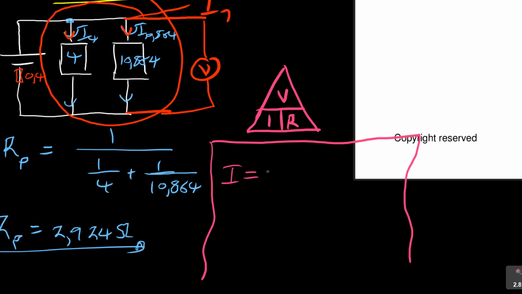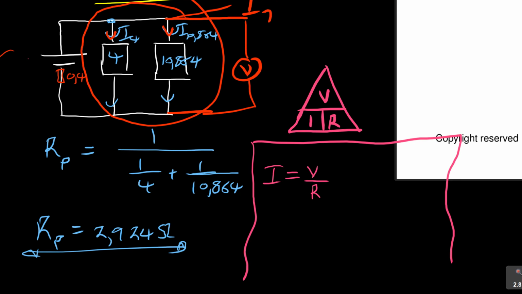Current is equal to... let's use the current. Current is voltage over resistance. Let's use that, voltage over resistance. But now look at this, the voltage across here, there is EMF here. Remember that EMF? That EMF, it was 8 volts.